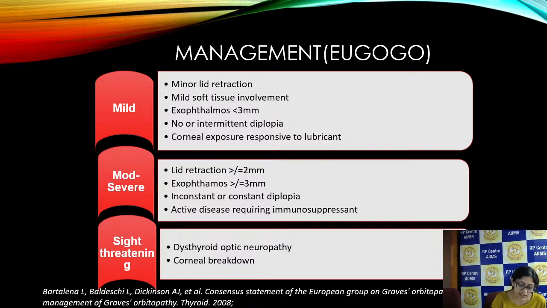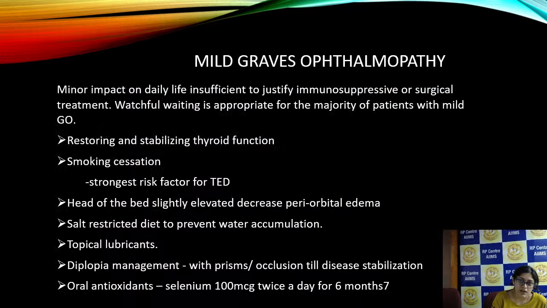Management has been given by the European group on Graves' orbitopathy: mild, moderate to severe, and sight-threatening. In mild, we have just minor lid retraction, mild soft tissue involvement, and exophthalmos less than 3 millimeters. In moderate to severe, lid retraction is more than 2 millimeters, exophthalmos is more than 3 millimeters, and this is the stage which requires immunosuppression. Sight-threatening is mainly dysthyroid optic neuropathy and corneal breakdown.